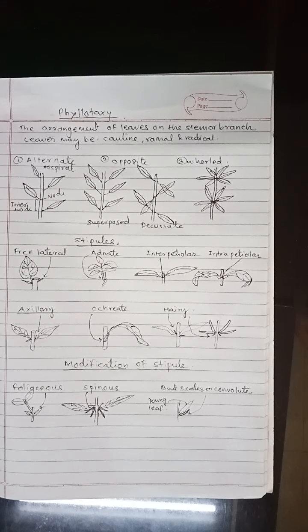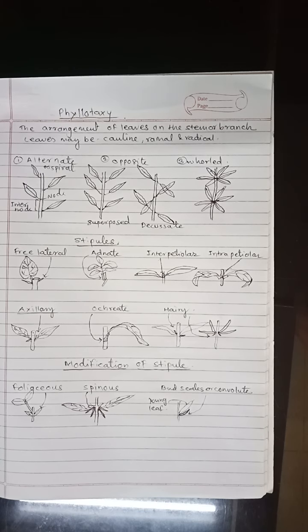Then the modification of stipules. To carry out different functions, stipules of some plants undergo modifications. They are as follows. Foliaceous. Green expanded leaf-like stipules are called foliaceous stipules. They carry out photosynthesis, hence called assimilatory stipules. Example, Pisum and Lathyrus. Pisum means pea plant.